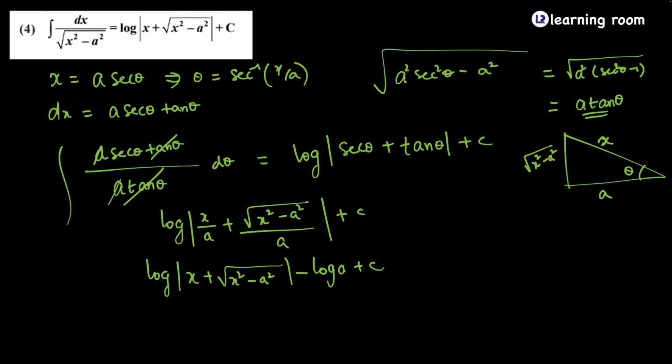Why I wrote minus log a is because the denominator is the same. When you take the LCM, I wrote log of numerator minus log of denominator, which is log a, plus c. But remember, c and log a are constants. Both of them put together can be written as some other constant, capital C. So the answer is going to be log of x plus root of x square minus a square plus c. Am I clear with this?